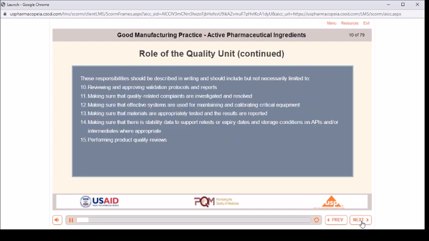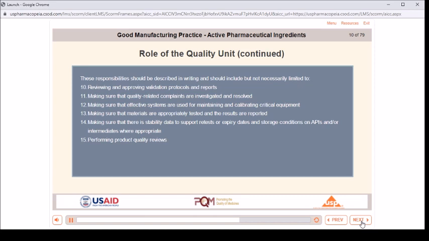Role of the quality unit, continued. These responsibilities should be described in writing and should include, but not necessarily be limited to: 10. Reviewing and approving validation protocols and reports. 11. Making sure that quality-related complaints are investigated and resolved. 12. Making sure that effective systems are used for maintaining and calibrating critical equipment. 13. Making sure that materials are appropriately tested and the results are reported.